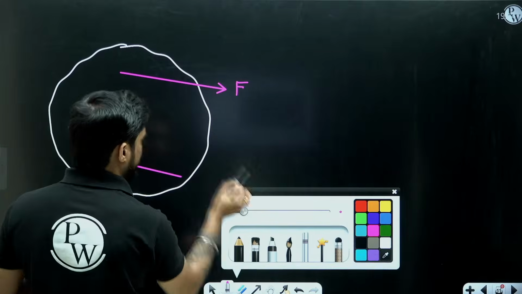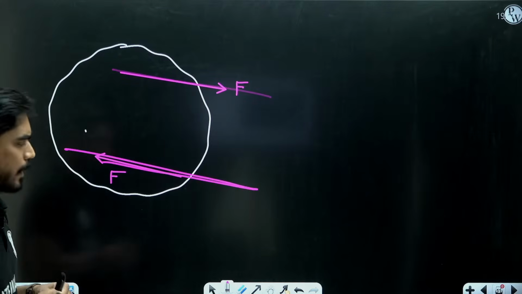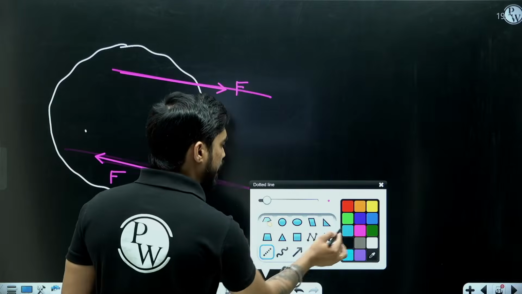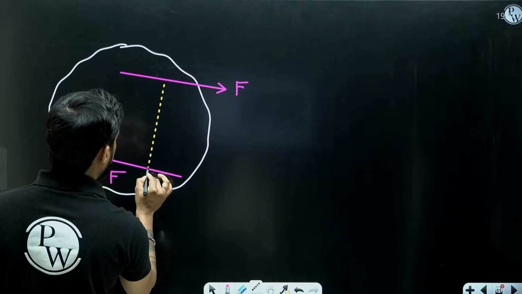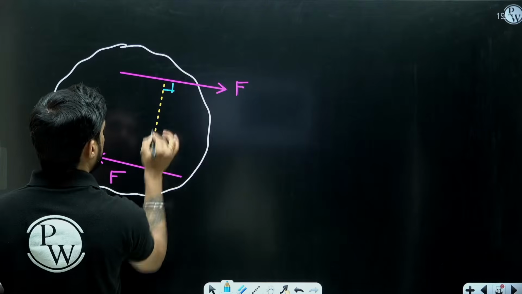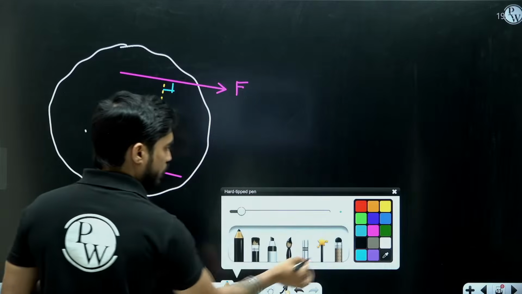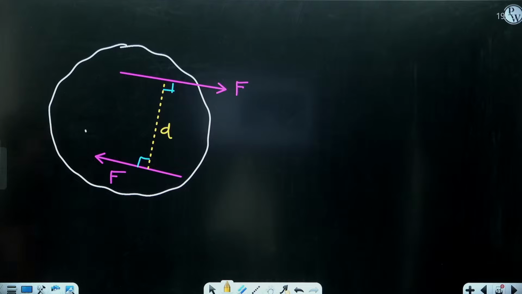Their line of action is parallel to each other, okay, and they are separated by a perpendicular distance. Let's say this perpendicular distance is d. So this line is perpendicular to this force, it is also perpendicular to this force, and it is equal to d.